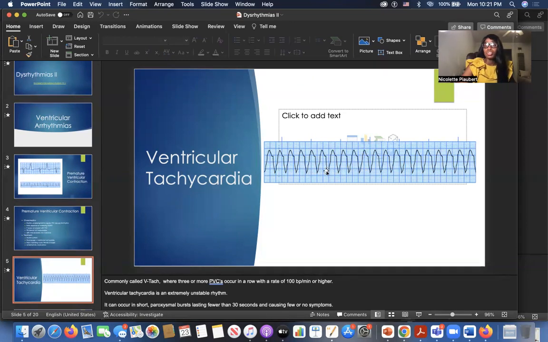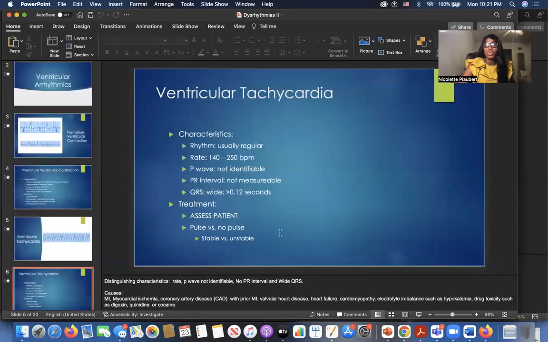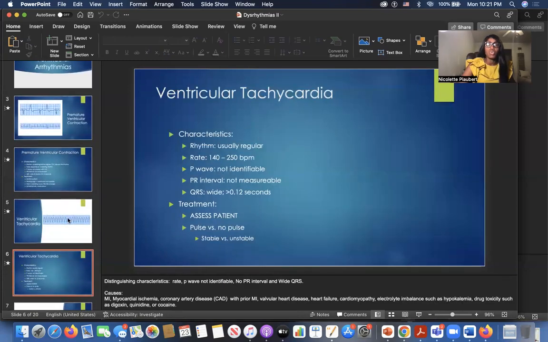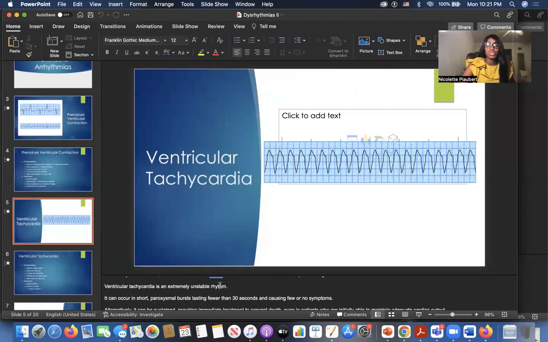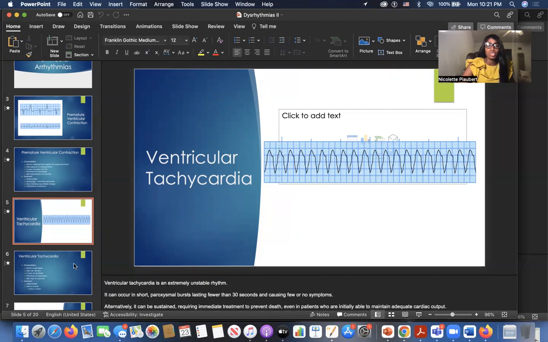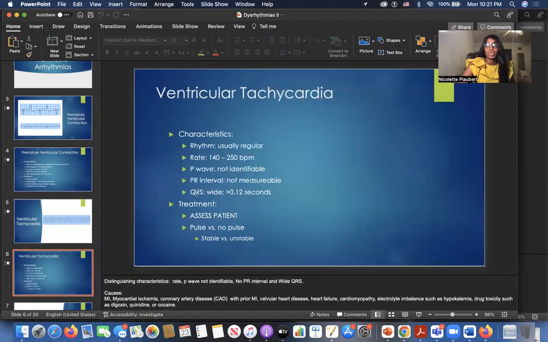And second of all, it's not contracting. It's not allowing the heart to fill enough or contract well enough to get any blood out. So this is very dangerous, right? We want to get the person out of this really fast. Okay, so ventricular tachycardia is extremely unstable, and so we want to get them out as soon as we possibly can. So the biggest thing that we're looking at is, as I said, the QRS wave, right?